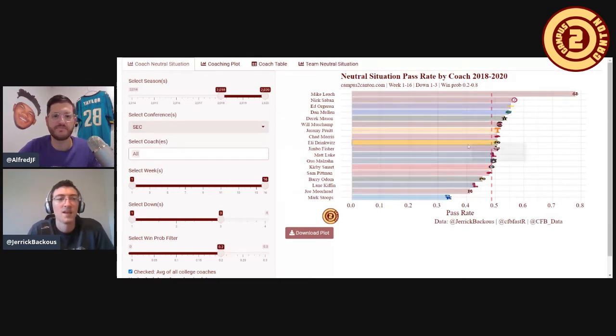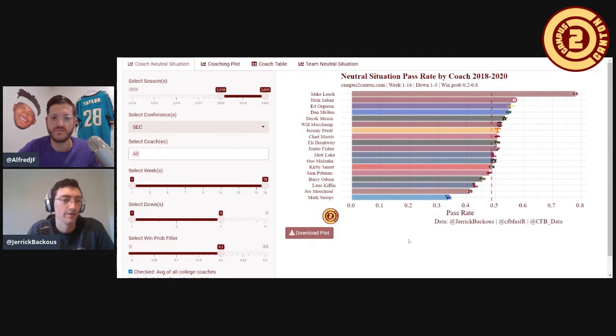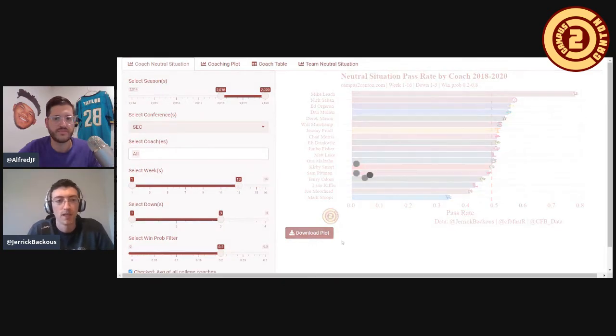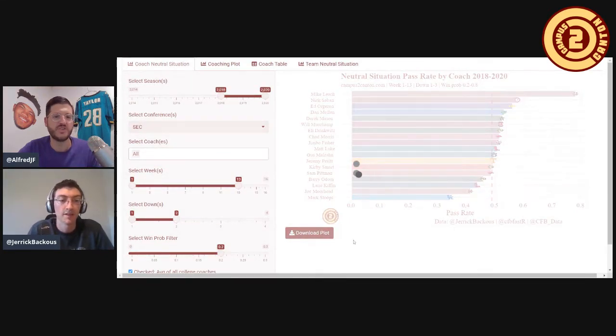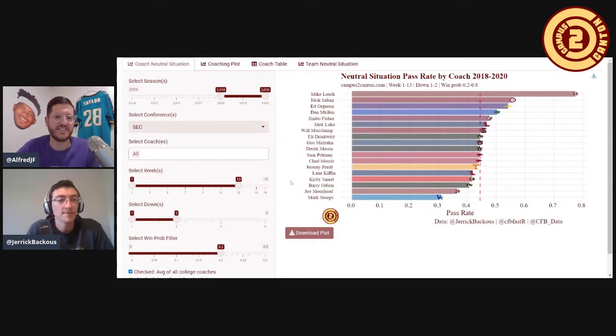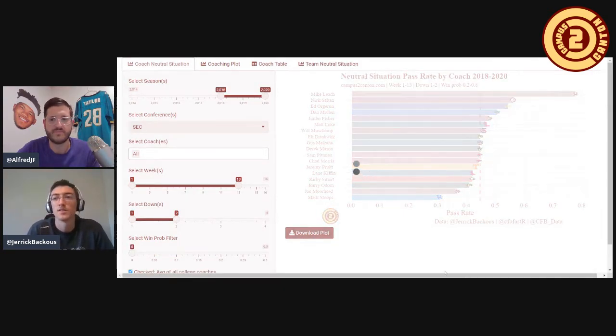We can use it in so many ways. And then one other thing, you can also filter by weeks. So if you want to exclude playoffs for whatever reason, or if you only want to look at first and second down, you can do that. And then if you want to look at who's grinding guys into the dirt on first and second down, right. And if you want to look at all plays, you can put the win probability filter down to 0 and see what they do in all situations.